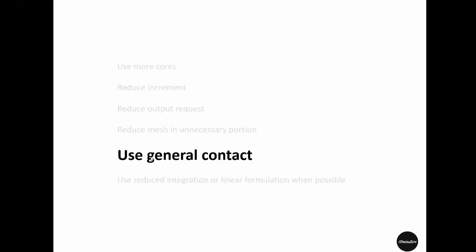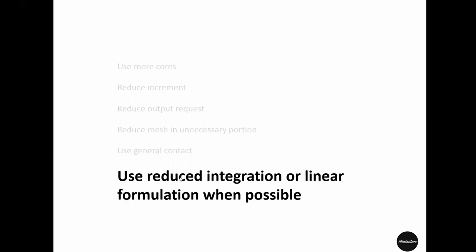Tip number five, if your model has contact, try to use general contact because general contact solves faster. Tip number six, use reduced integration and linear element formulation when possible. This will reduce the number of integration points in the element. As a result, the simulation runtime will be significantly faster.